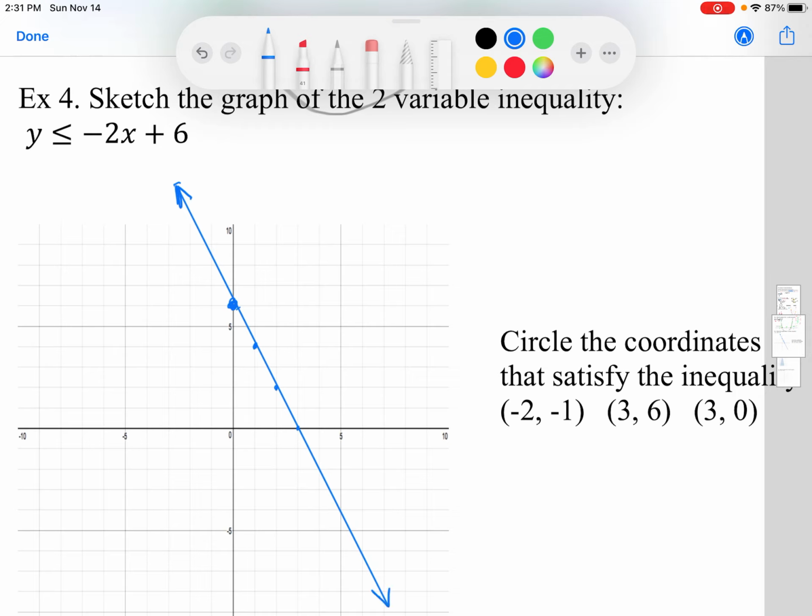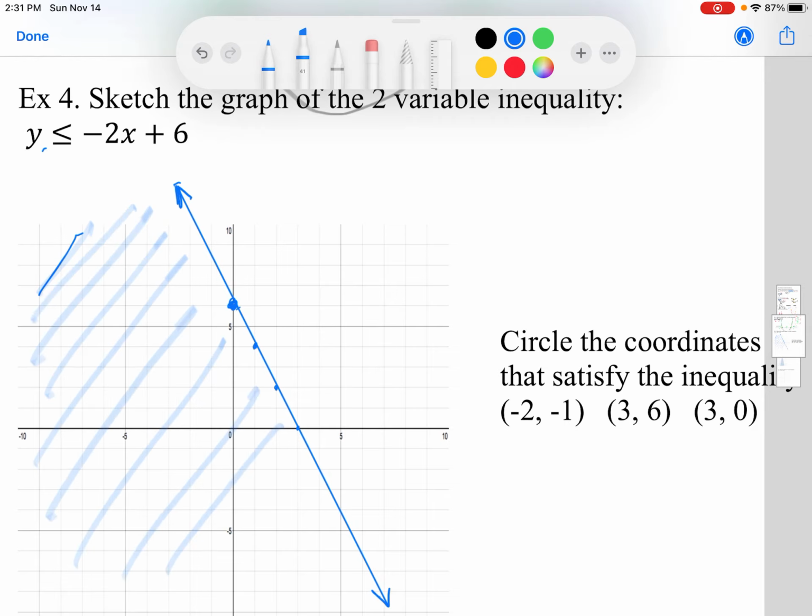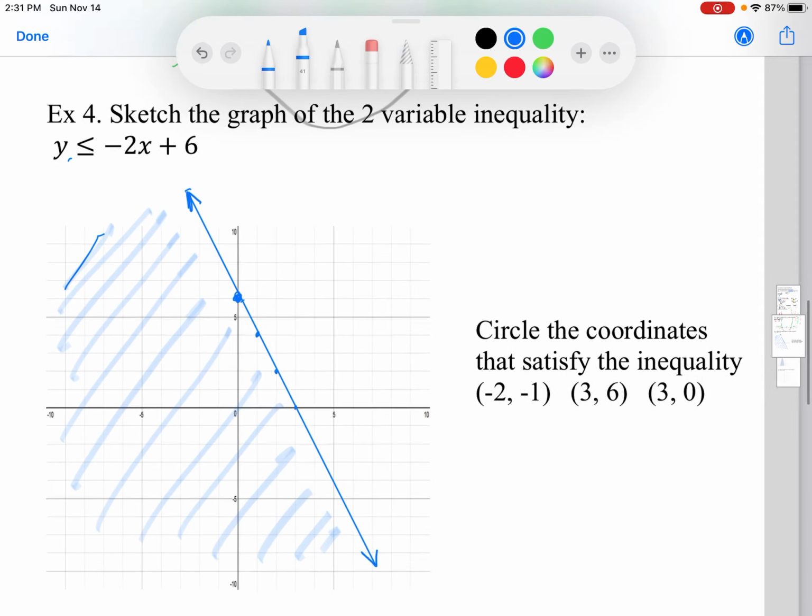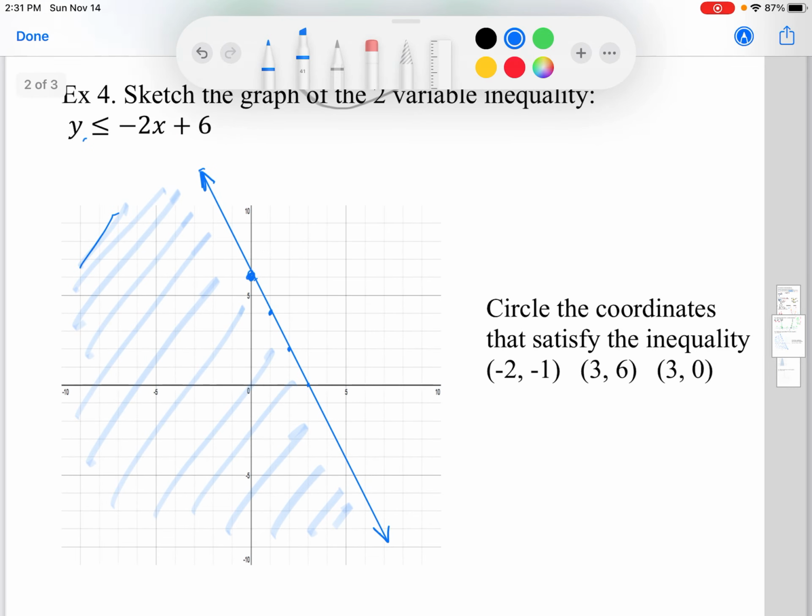Then I want to find the solution, where y is less than that line. So I'm going to shade this side of the line. This side of the line represents the solution to that inequality. Then we can check this solution by checking coordinates. I can check -2, -1, and determine whether that coordinate is part of the solution or not. That coordinate is in the solution region, so I'm going to check that off.